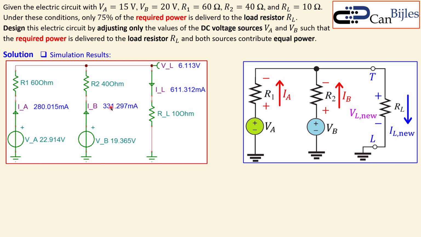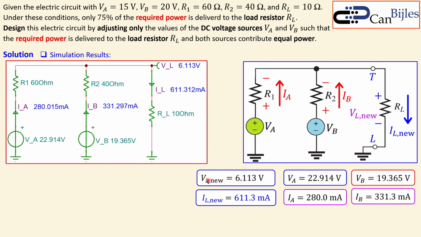We have a couple of values, but we have calculated these. So we see VL new, the new load voltage, was 6.113 volts, exactly the same in the simulator. The new load current was 611.3 milliamps, very close to the value given in the simulator. The VA is this, and the current in that branch was 280.0 milliamps according to our calculations, and we see it is very close to that. And I see in this branch is 331.3 milliamps, also very close to that value.